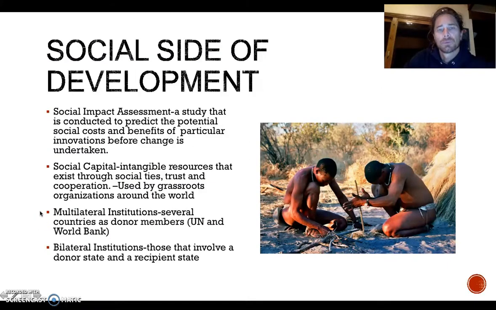So, the social side of development: anthropologists are starting to become more included in this process. Again, as countries and corporations move into these different areas, we're starting to ask who's going to be impacted. A social impact assessment is a study conducted to predict the potential social costs and benefits of particular innovations before the change is undertaken.